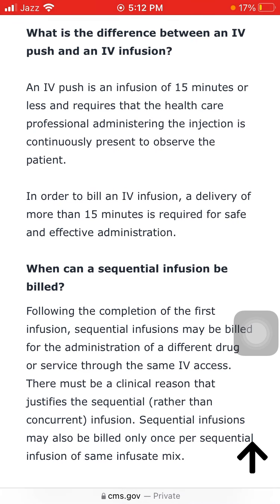When can a sequential infusion be billed? Following the completion of the first infusion, sequential infusions may be billed for the administration of a different drug or service through the same IV access. There must be a clinical reason that justifies the sequential rather than concurrent infusion. Sequential infusions may also be billed only once per sequential infusion of the same infusate mix.